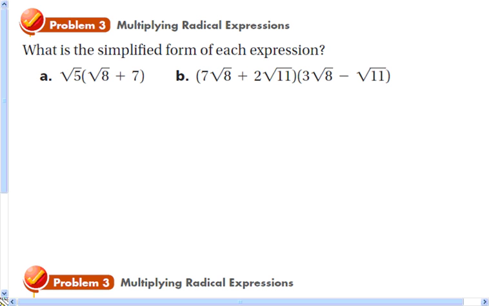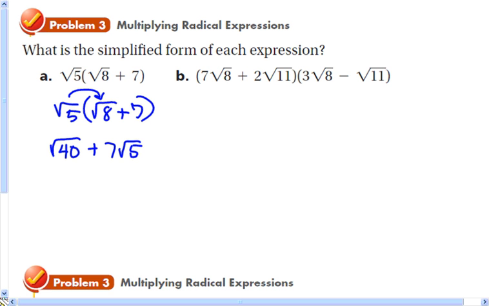All right, what is the simplified form of each expression here? We're doing some multiplication. For the first one, we're going to take the square root of 5 times the quantity square root of 8 plus 7. That looks like a place for the distributive property. So I am just going to multiply that out. Square root of 5 times square root of 8 is the square root of 40, according to the multiplication property of square roots. And 7 times square root of 5, we're just going to write like that.